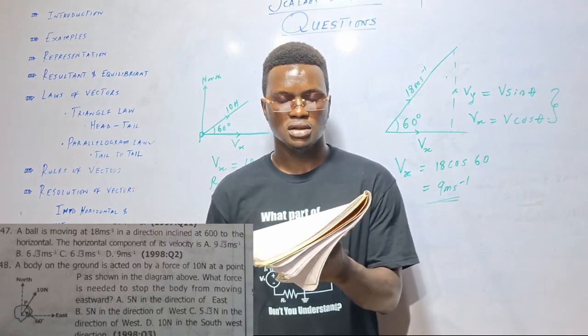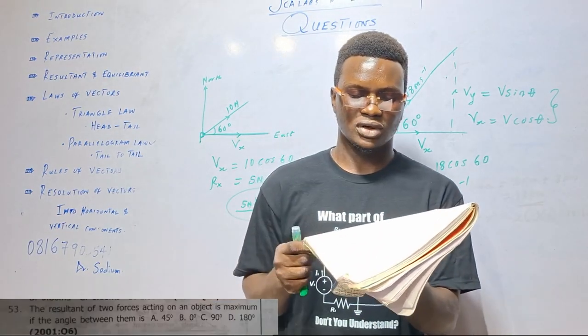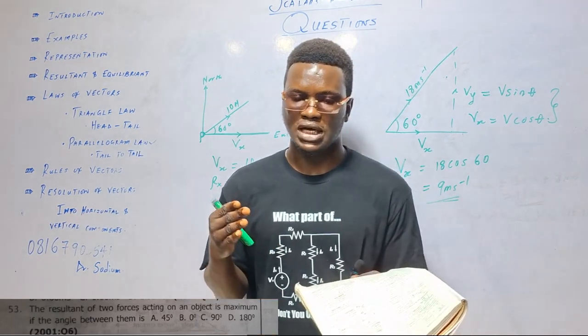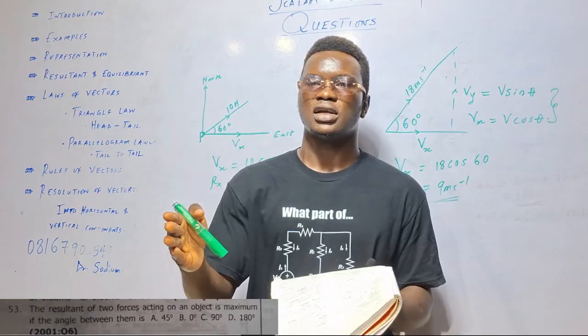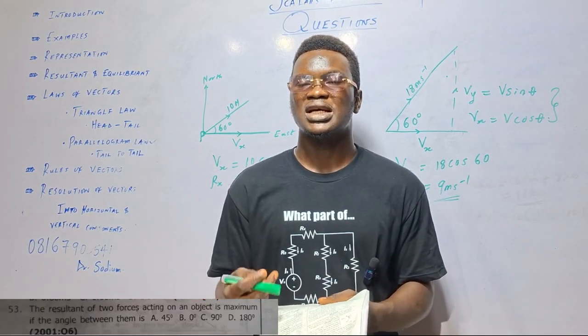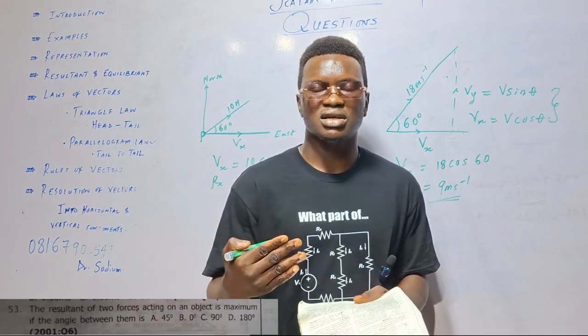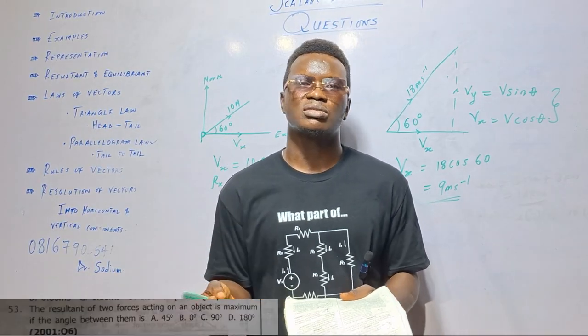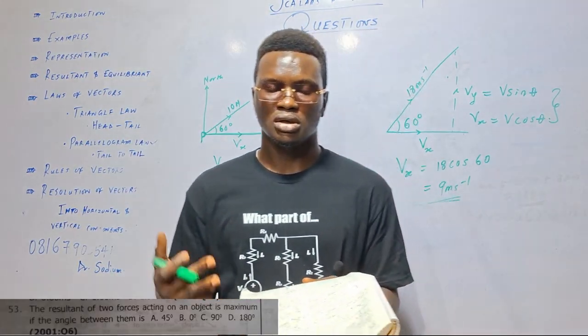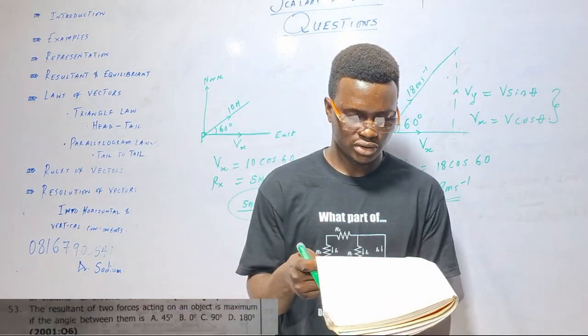Number 53. The resultant of two forces acting on an object is maximum if the angle between them is what? I told you, when they are parallel to each other, then the angle between them is 0 degrees, and that is when they will be maximum. That is simply saying that when they are moving in the same direction, they will be maximum. I said it in the last class. So the resultant is going to be maximum when the angle between them is 0 degrees.